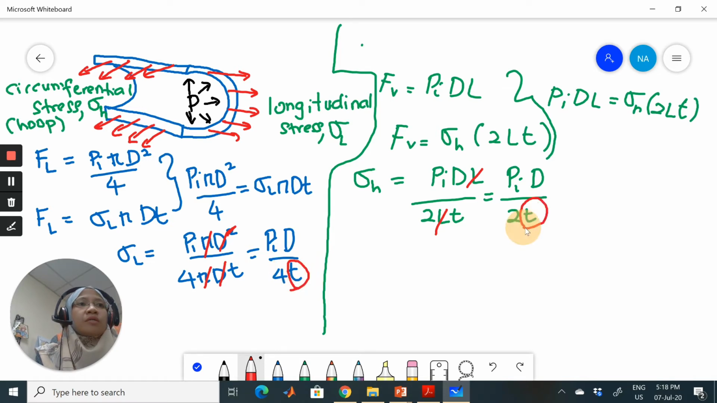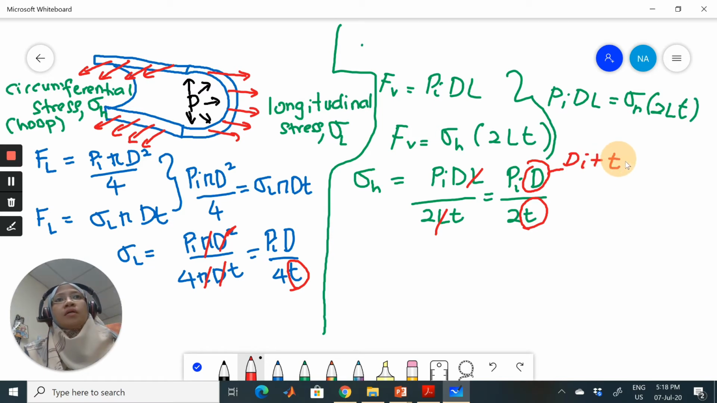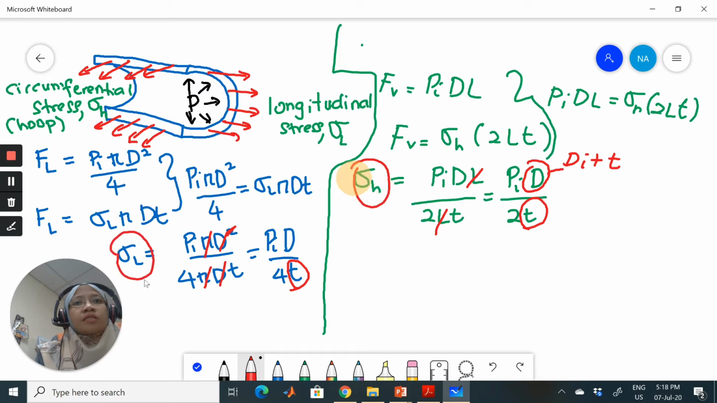But in order to get the wall thickness, the diameter here can be substituted by the internal diameter plus the wall thickness. Okay, all right, and then the symbol for the stress here, we can represent by using the symbol S.